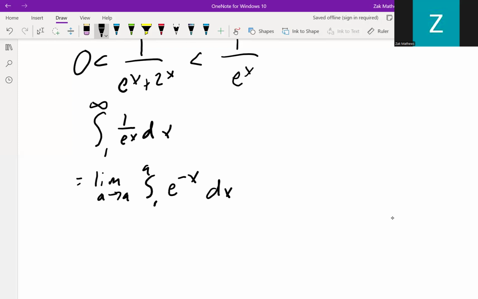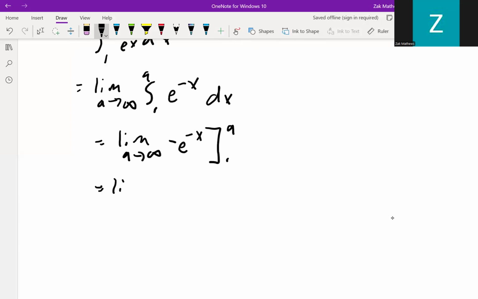So my antiderivative would be limit as a goes to, that should be an infinity, not an a, of negative e to the negative x. And we're going to integrate that from 1 to a. So I'm going to plug in limit as a goes to infinity of negative e to the negative a minus, a negative turns into a positive, e to the negative 1. Well, e to the negative 1 is just a set value. So if we just had that, it would be convergent. The question is, what's going on with this piece?